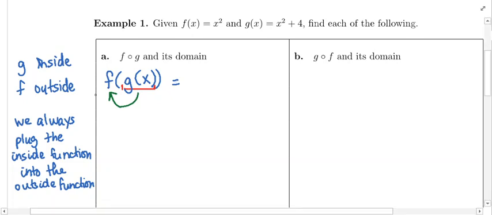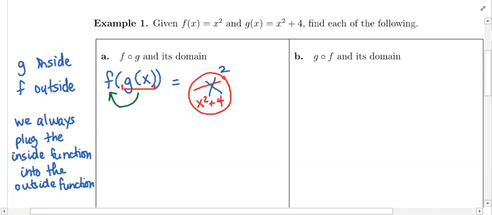So what I do is I look at this and I say, okay, f is the outside function. I'm plugging into f, so I write down the outside function. Here's the outside function: f of x is x squared. My input is going to be g of x. So basically, remember, you always plug in for x. Everywhere you see an x and I circle it, I'm going to replace it with g of x. g of x is x squared plus 4.